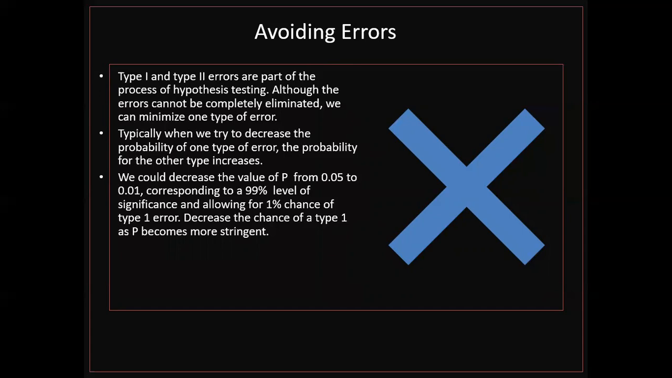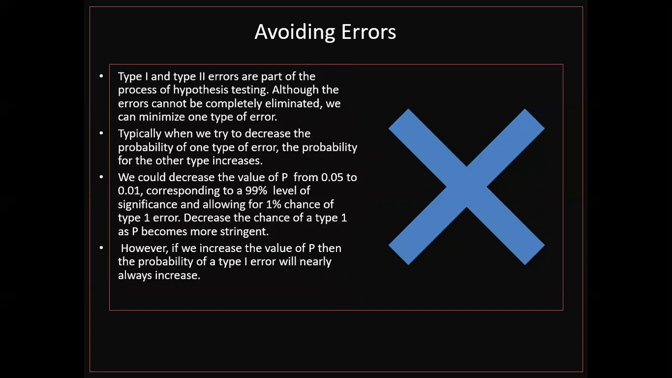But what happens then? Doesn't that increase the chance of a type 2 error coming? However, if we increase the value of P, then the probability of a type 1 error will nearly always increase. So we can't eradicate, we can't avoid these errors, but we've got to be totally aware and choose the level that is of most importance. And that's why in psychology, a majority of the science goes that they will allow that 5% error, meaning we have to be 95% correct and we only allow for that 5% chance.